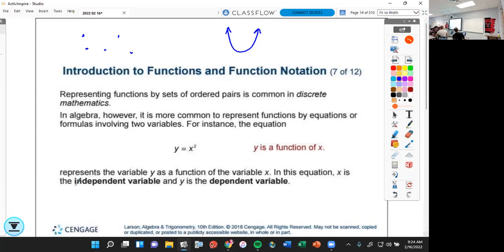X is going to be the independent value. Your input is going to be independent.